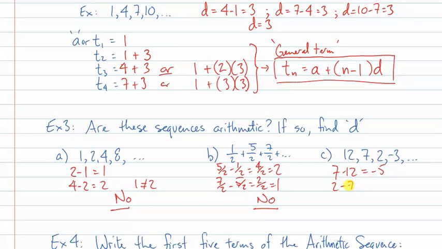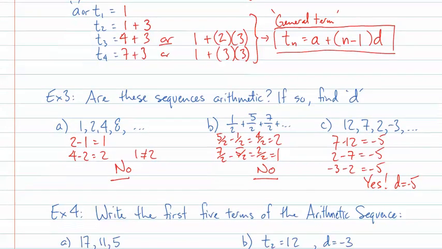2 subtract 7 is negative 5. Negative 3 subtract 2 is negative 5. This one is, and the common difference is negative. What that means is I am increasing by a negative amount, or I am decreasing. It's still a common difference.